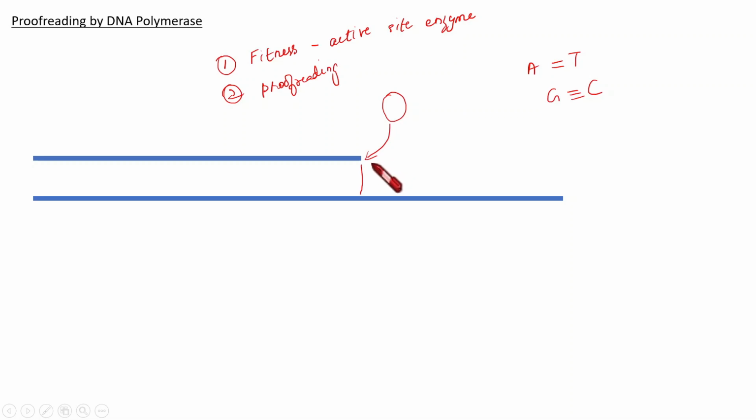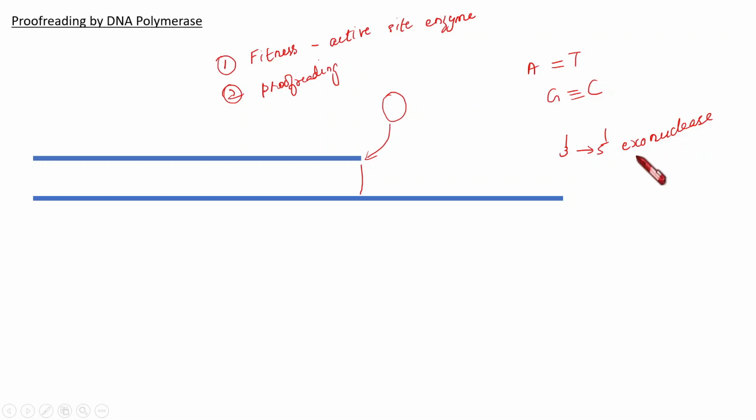If it is not correct, then this enzyme can do another function. That function's name is 3' to 5' exonuclease activity. Why are we specifying this activity? Because DNA polymerase is always adding nucleotides in the 5' to 3' direction. Against that, here it does the proofreading in the 3' to 5' direction by doing an exonuclease activity.